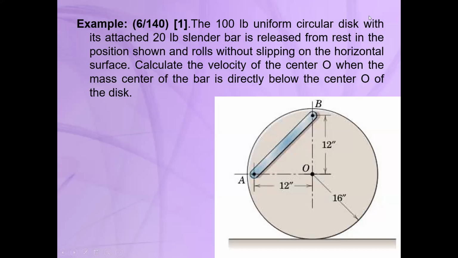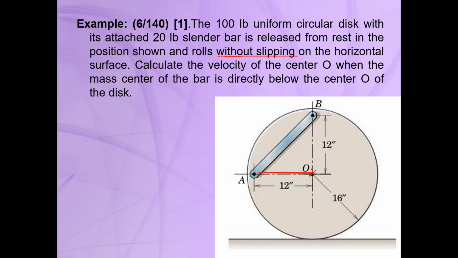Okay. We have a disc and an attached 20-pound cylinder bar, which is released from rest in the position shown and rolls without slipping. Again, this is the point. Here we don't have slipping on the horizontal surface. Calculate the velocity of the center O when the mass center of the bar is directly below the center O of the disk.